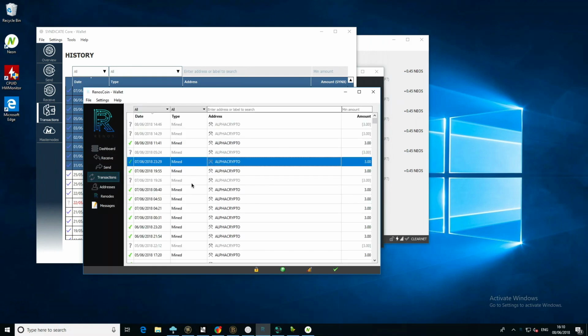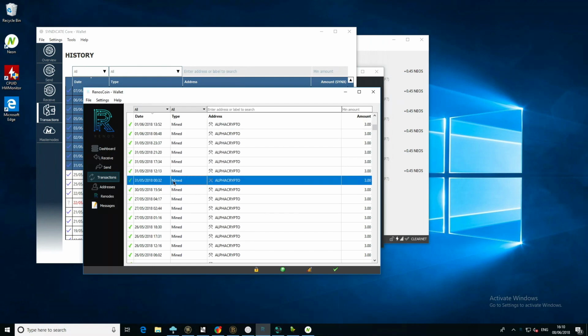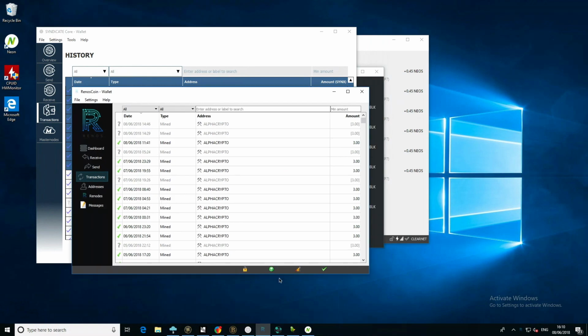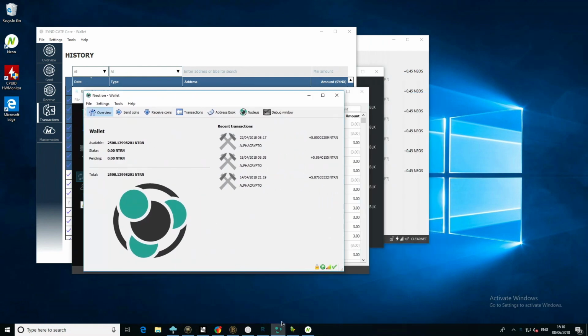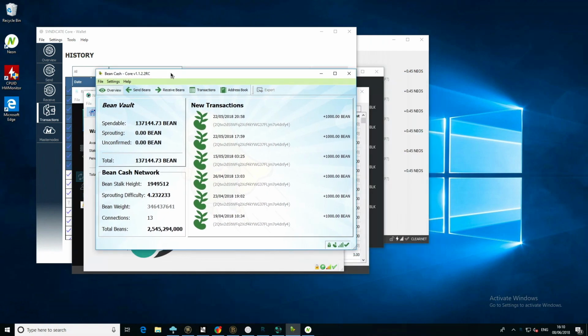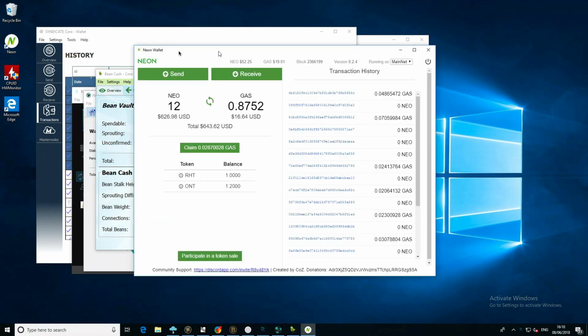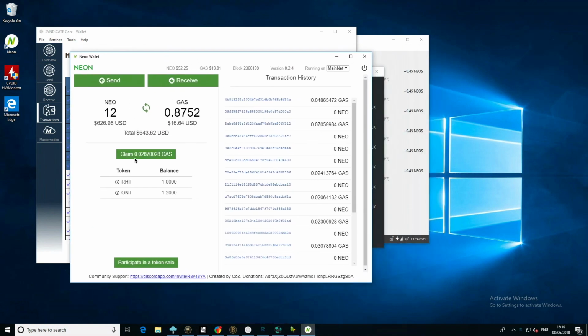So Rhinos, let's have a look at Rhinos. Usually this does stake quite well, as you can see. So there's a fair few stakes here, which that selected calculation would be really handy right now, but I'll do those calculations a bit later. Neutron, we don't have any stakes. Bean Cash, we have no stakes. And let's have a look at Neon Wallet. So on a Neon Wallet, we have 0.028 and I'm going to claim that right now. So let's move on to the next batch of wallets.